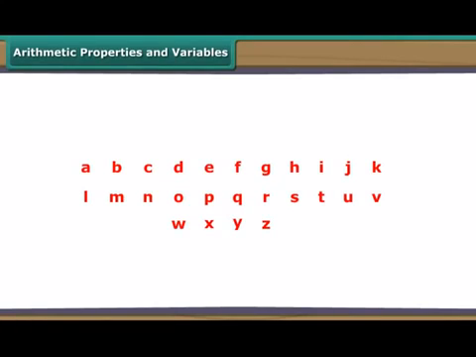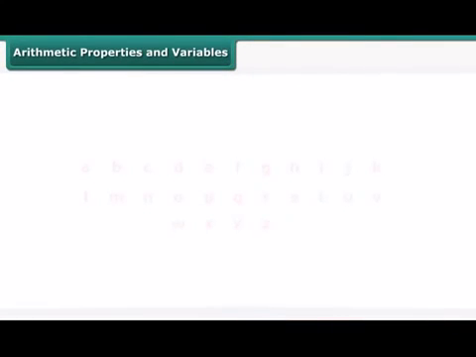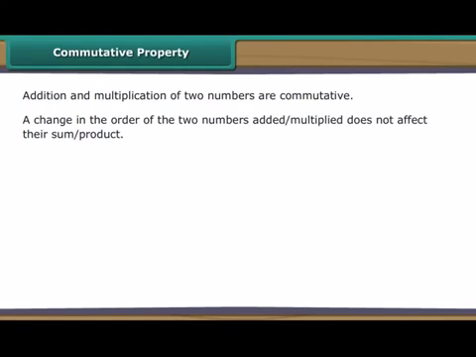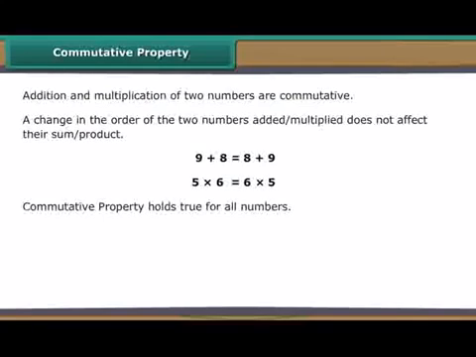Arithmetic properties and variables. Let us now express some commonly used arithmetic properties with the help of variables. These properties are Commutative property, Associative property, and Distributive property. The Commutative property. Addition and multiplication of two numbers are commutative. In other words, a change in the order of the two numbers added or multiplied does not affect their sum or product. 9 plus 8 is the same as 8 plus 9. 5 into 6 is the same as 6 into 5. The commutative property holds true for all numbers.